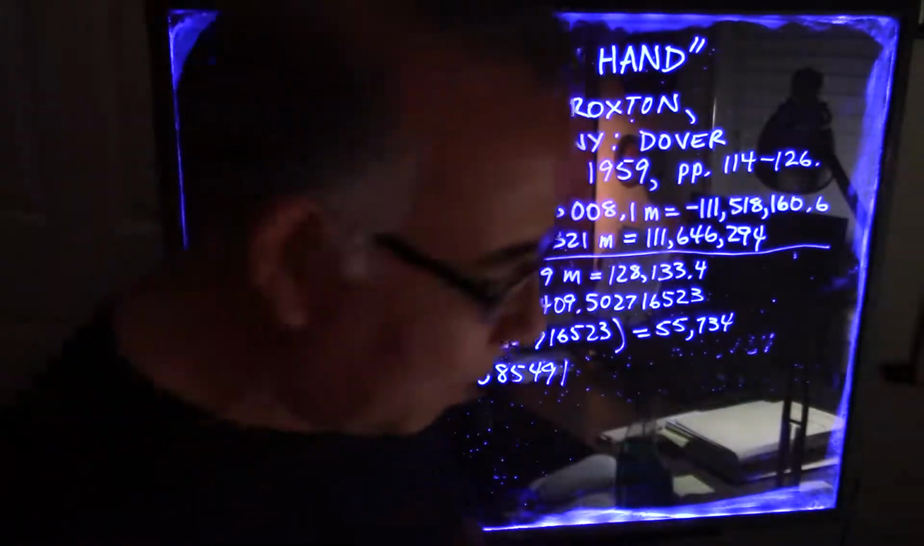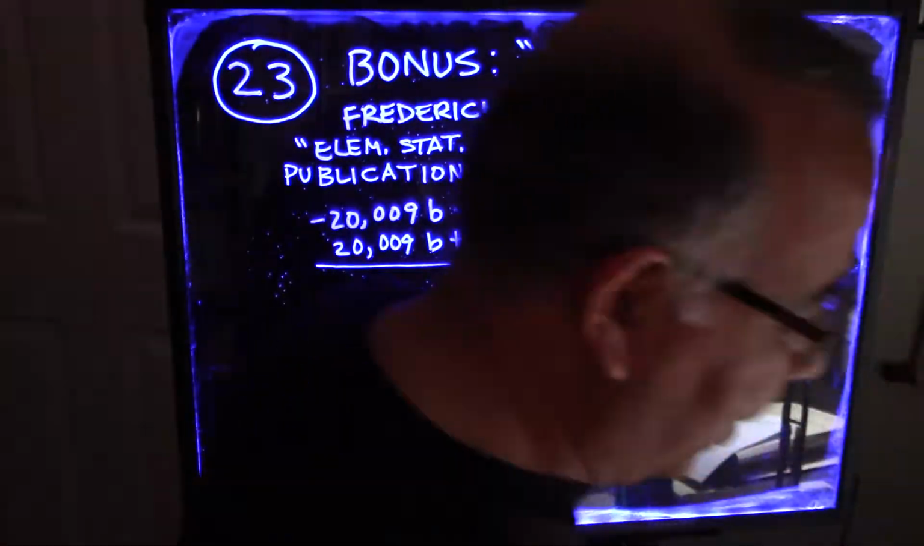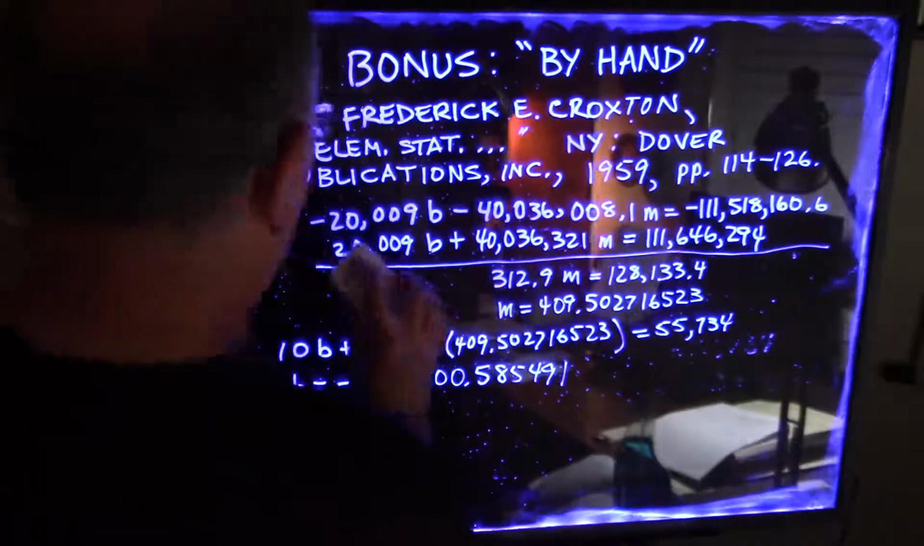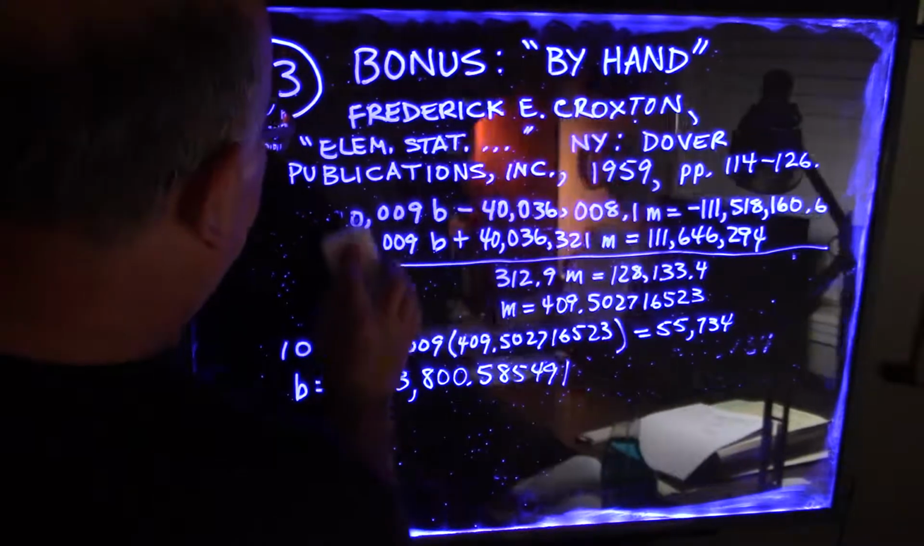But first, before we wrap this up, let's get into the correlation coefficient. Yeah, you can calculate that by hand as well. Let me erase first.